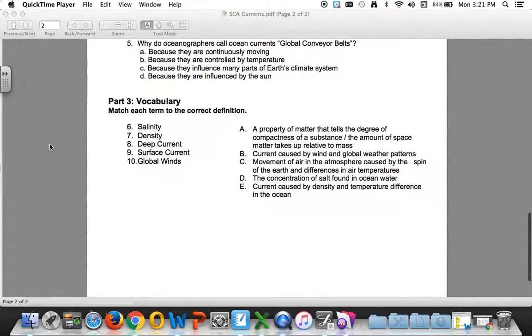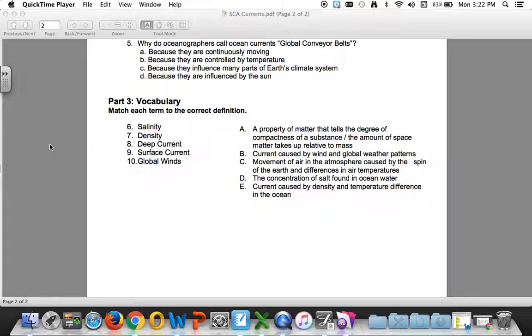Part 3, Vocabulary. Match each term to the correct definition. Number 6, salinity. 7, density. 8, deep current. 9, surface current. 10, global winds.